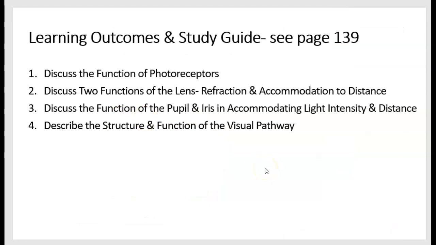In this lab, there's 4 main topics, and you can find these in the study guide on page 139. The 4 main topics include looking at the function of photoreceptors, which you already know a little bit about, rods and cones. We'll also look at the functions of the lens, the function of the pupil and the iris, and then finally we'll look at how information travels from both eyes to the visual cortex of the cerebrum, so all the way to the brain. This will involve some anatomy and some function.